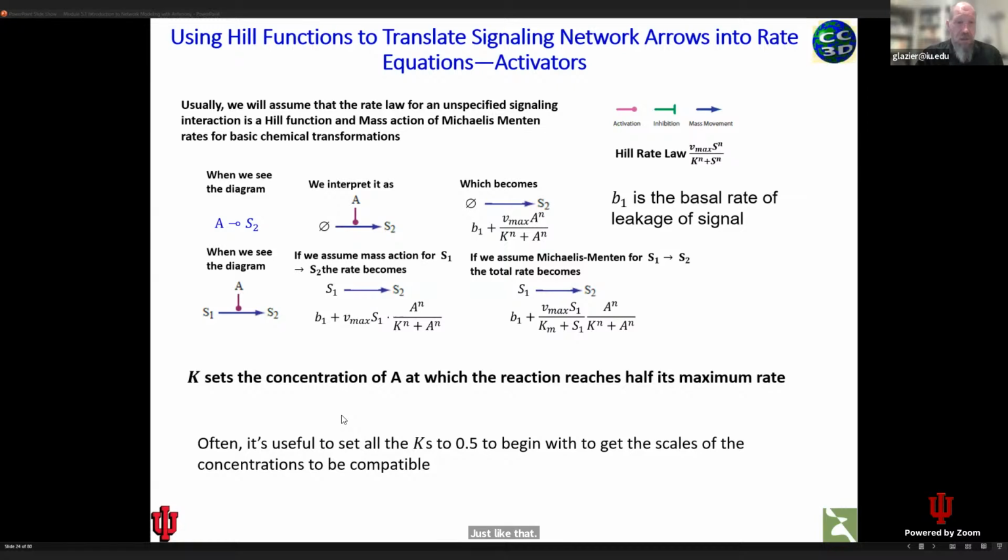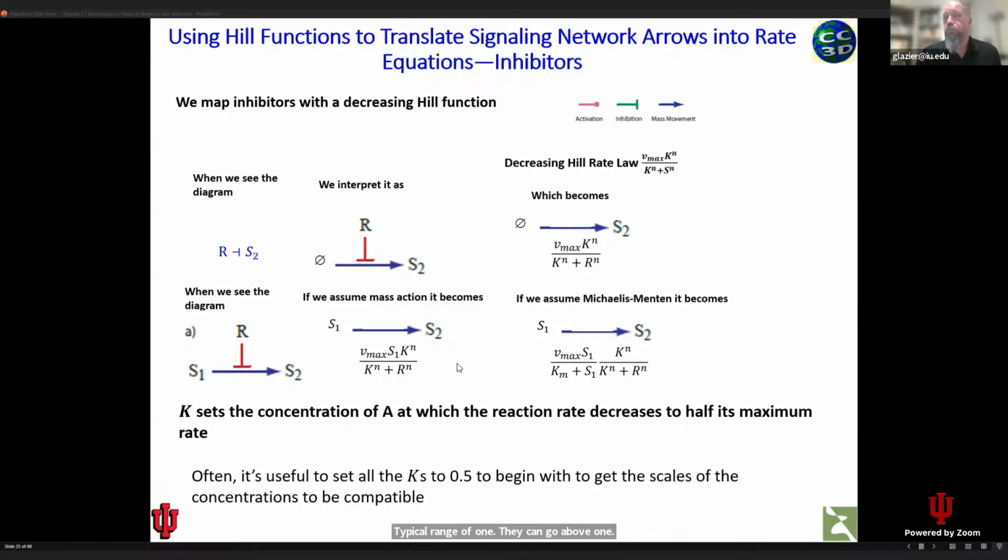When you're going to do this in real life, it's very often useful to set all your Ks to 1/2, in which case your chemical concentrations range from 0 up to a typical range of 1. They can go above 1, but 0 to 1 basically does the switch. Inhibition has exactly the same form. If you see an inhibition, R inhibits S, you have to write that as V max K to the N over K to the N plus R to the N.